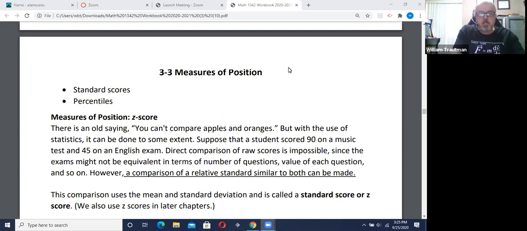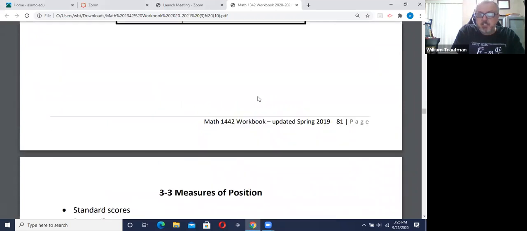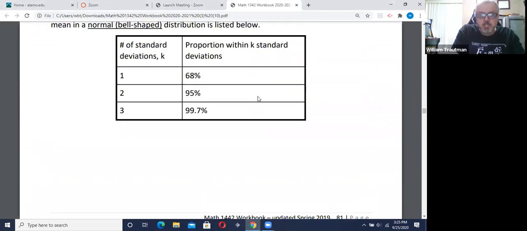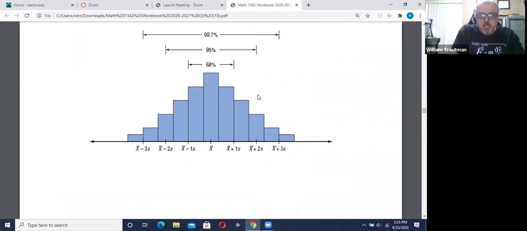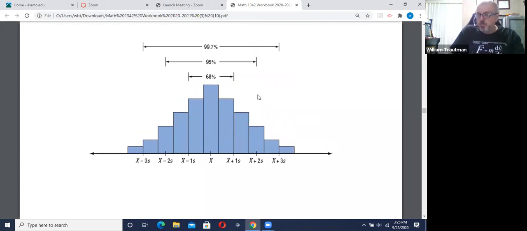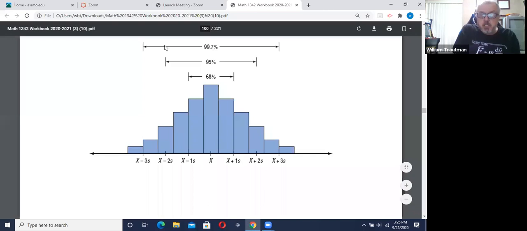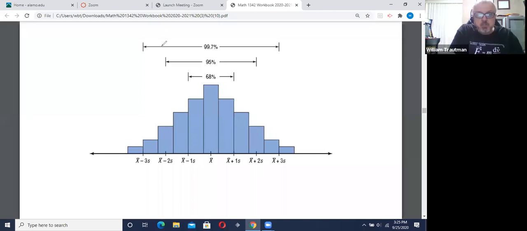If you look at the first thing, we talk about measures of position and z-score. So I'm going to scroll up in the workbook back to 3.3 and just want to show you the normal curve, because when we talk about z values, z values have to do with normal distribution and the normal curve.